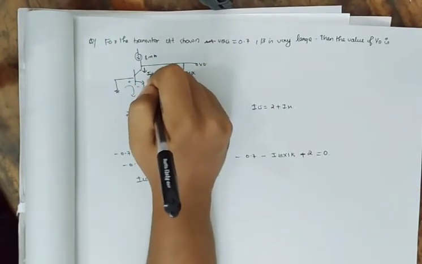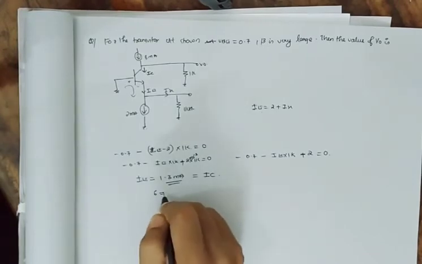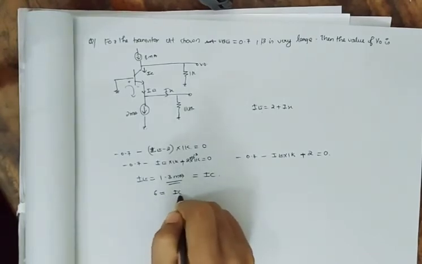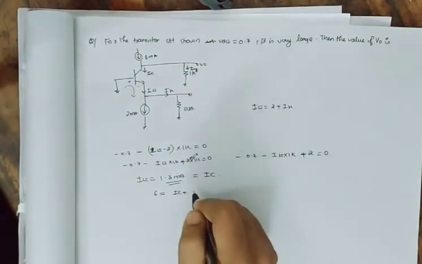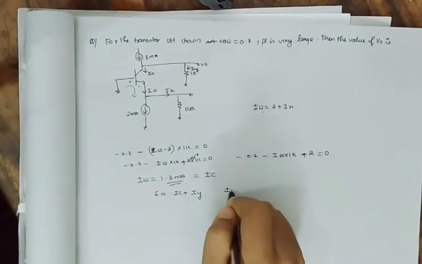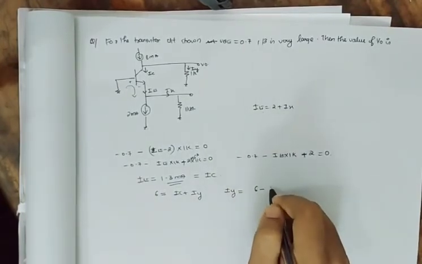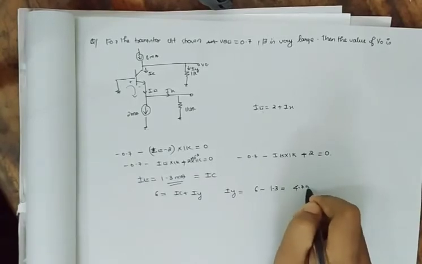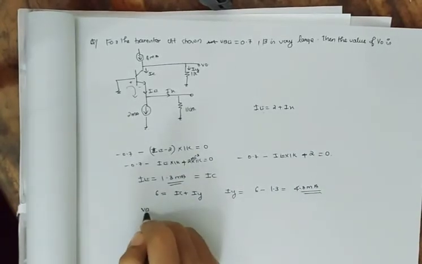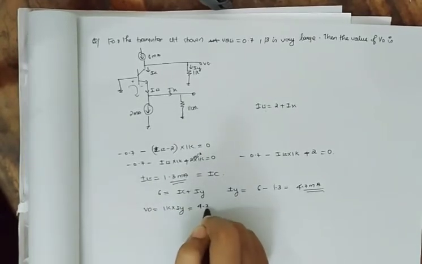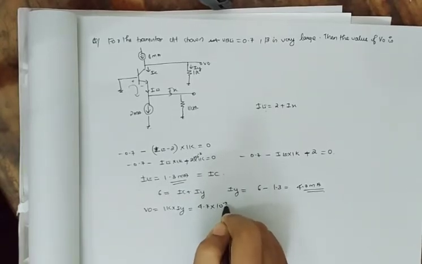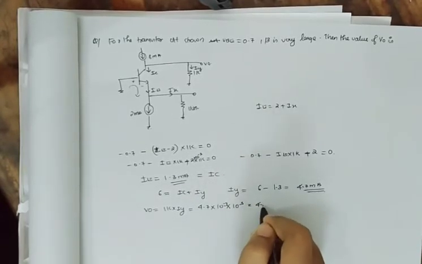So, this one is IC, and 6 equal to IC plus whatever is going here. Okay, let this be IY. So IY equal to 6 minus 1.3, which is equal to 4.67 milliampere. V0 equal to 1K into IY, which is equal to 4.7 into 10 raised to minus 3 into 10 cube, which is equal to 4.7 volt. Okay, so that is the answer. Now let's move on to the next question.